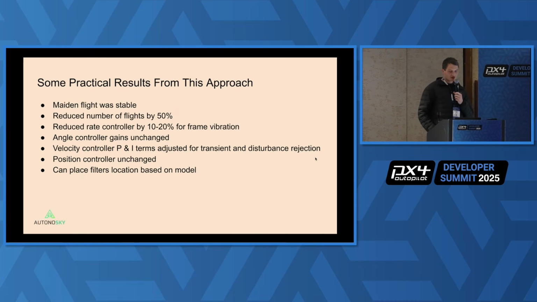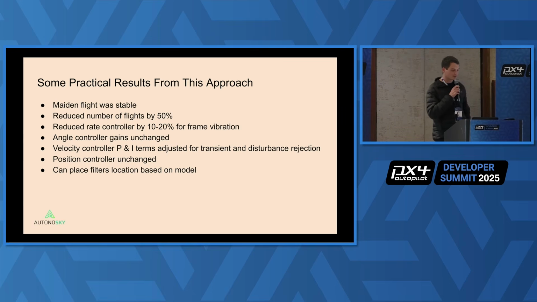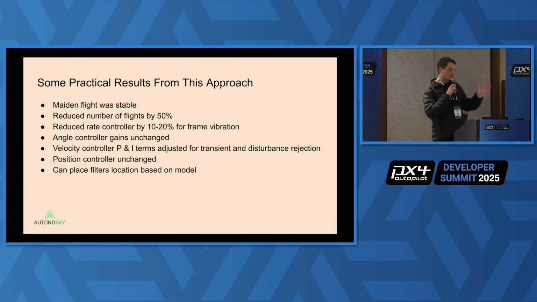So just want some practical results from this approach. So after applying this controller process, our maiden flight with our hexacopter was stable. This technique is not to arrive at the set of gains where you have a finely tuned aircraft, but rather to have an informed process of where to place your controller gains and to be at the point where you can actually start doing your fine tuning. So it reduced our number of flights to arrive at our finely tuned aircraft by 50%.